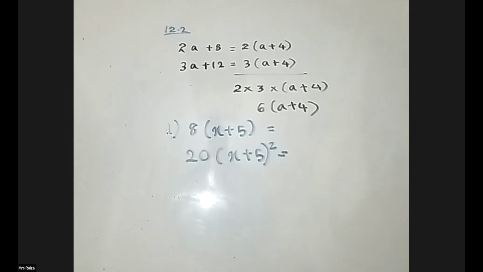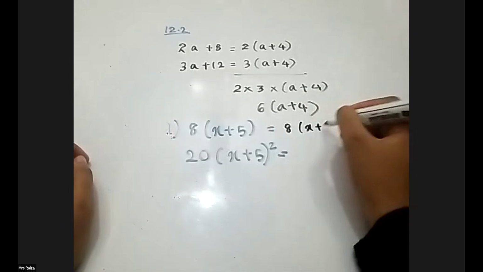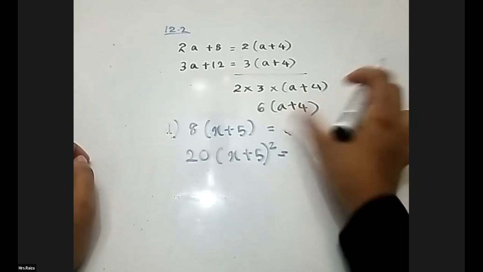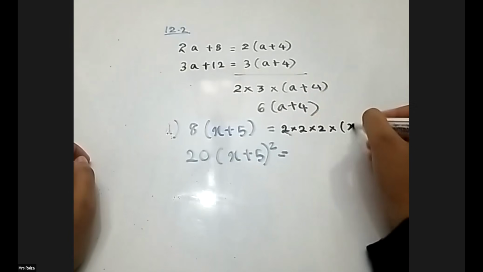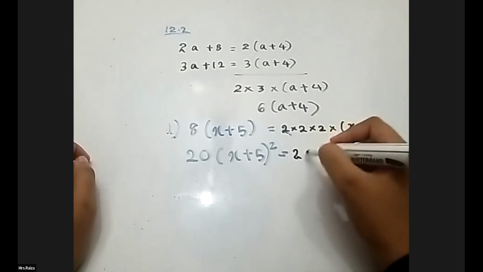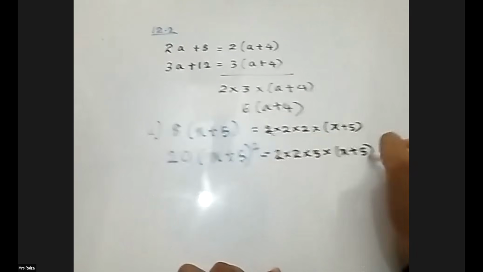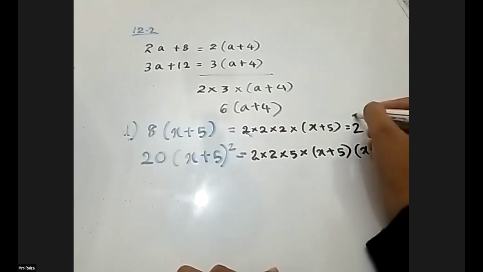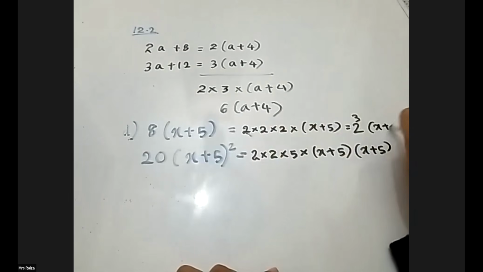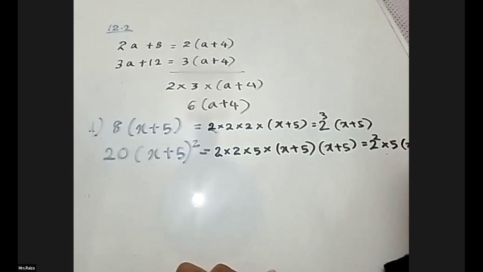Right, look at the board. Now when I want to do this, I can take 8 into x plus 5. So 8, I have to write as 2 into 2 into 2 into x plus 5. Here I can take 2 into 2 into 5 into x plus 5 into x plus 5. Now this is 2 to the power 3 and x plus 5. This is 2 to the power 2 and 5 and x plus 5.